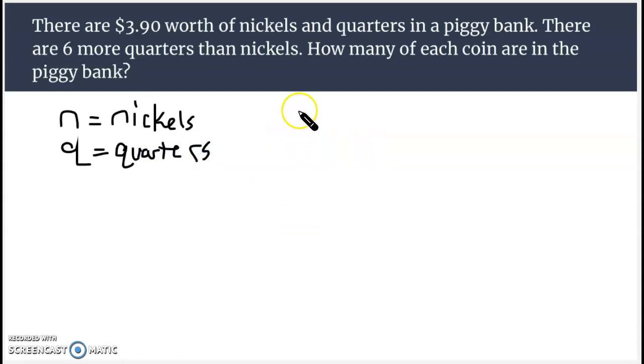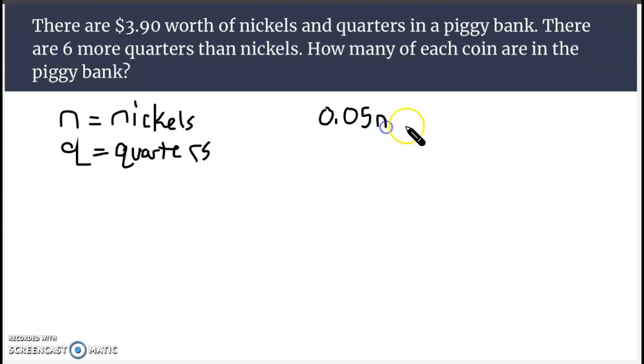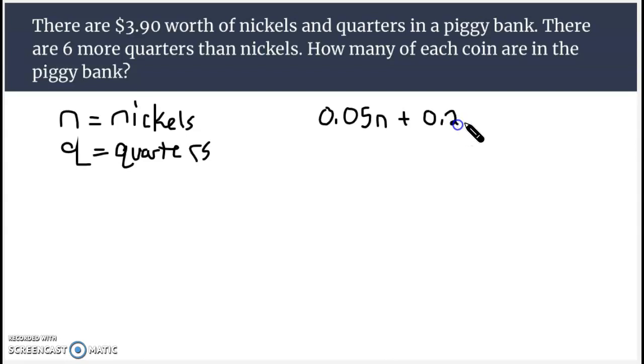And we can make an equation based on this, but next to each variable we're going to multiply its worth. So a nickel is worth 5 cents, 0.05 N. Adding to that the quarter we know is 0.25 Q. And together, those add up to $3.90. Now, you can't solve one equation with 2 different variables. We're going to use a little bit of substitution to just eliminate it down to 1 variable.